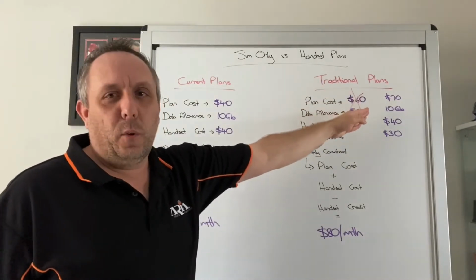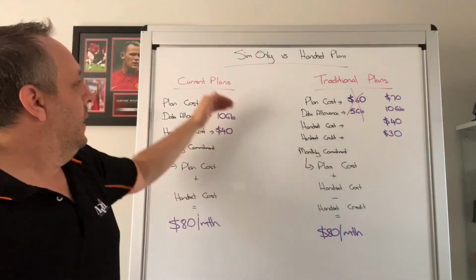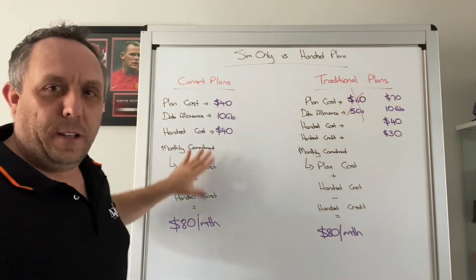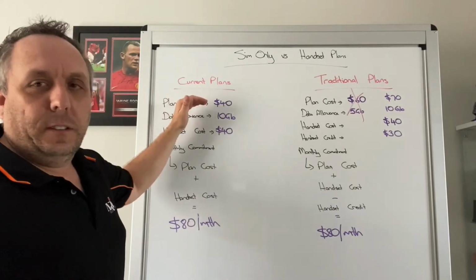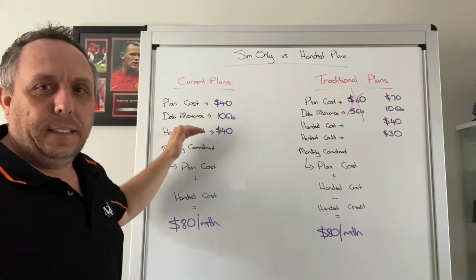But obviously they've already charged $30 more for the plan and they're giving you a $30 credit. It's swings and roundabouts, right? It's very, very transparent, these new plans. It's $40 a month is the plan, no contract. $40 a month for the handset, that part is contracted.